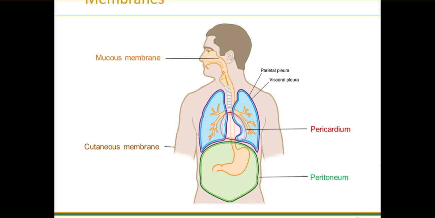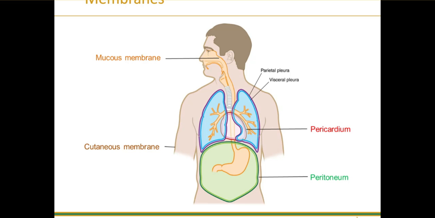There are two categories of membranes: epithelial membranes and connective tissue membranes. The epithelial membranes can be divided into three types. First, the mucous membranes, which you've probably all heard of. Mucous membranes line the body surfaces. They're the direct opening from the external environment to the internal environment. So respiratory tract, digestive tract, urinary, and reproductive tracts.